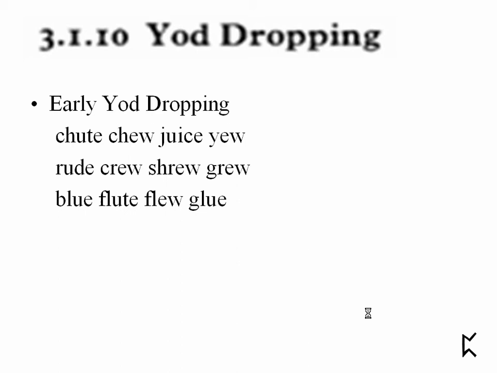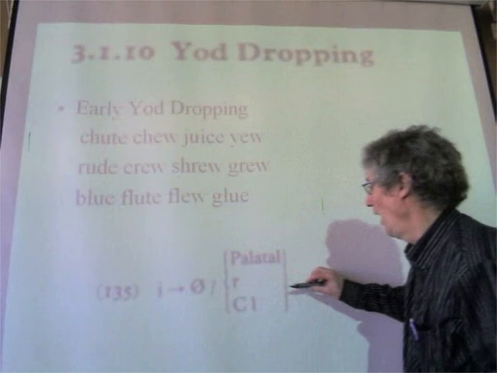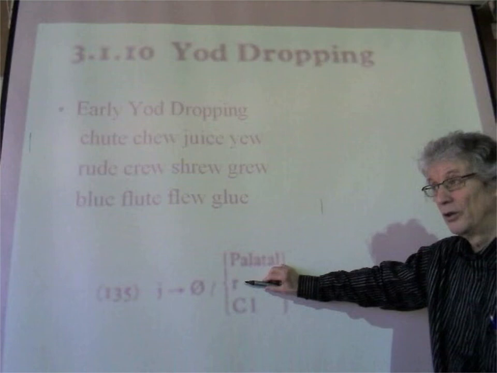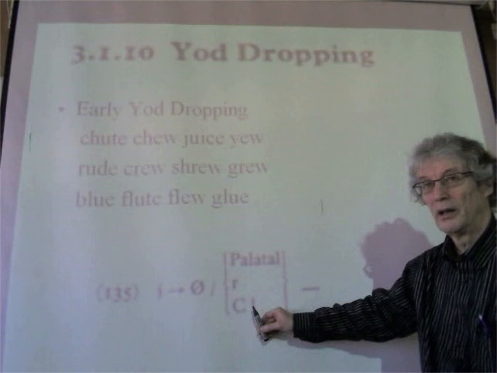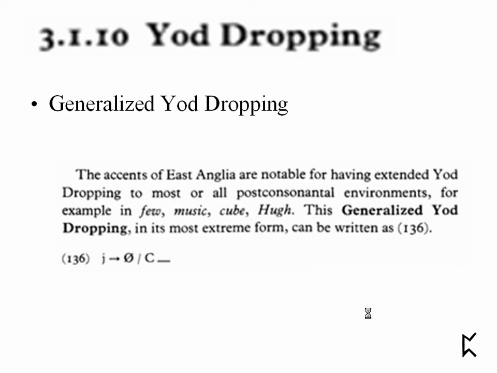There's a, here, look. That's early yod dropping, which happened 300 years ago. That means that yod becomes naught, becomes zero. Yod drops out when it occurs after a palatal sound, which is y, and when it occurs after r, ryu becomes ru. And when it occurs after a consonant and l, like blue or glue, then it drops out. That's the original change. And then the change that Camille is asking about, generalized yod dropping.